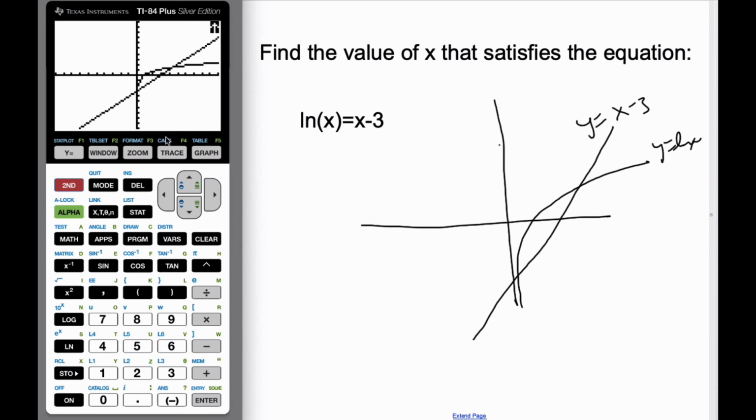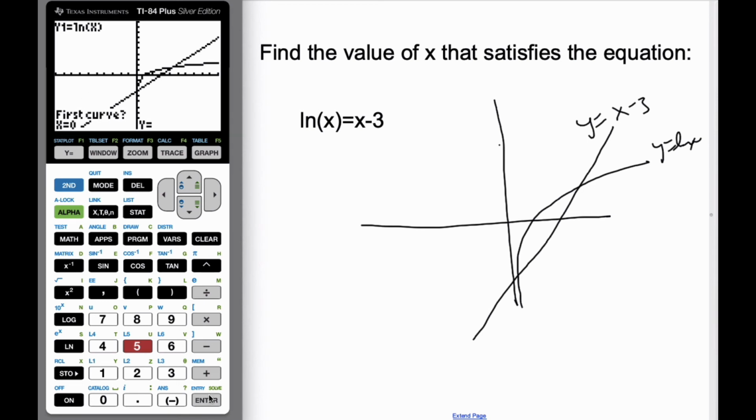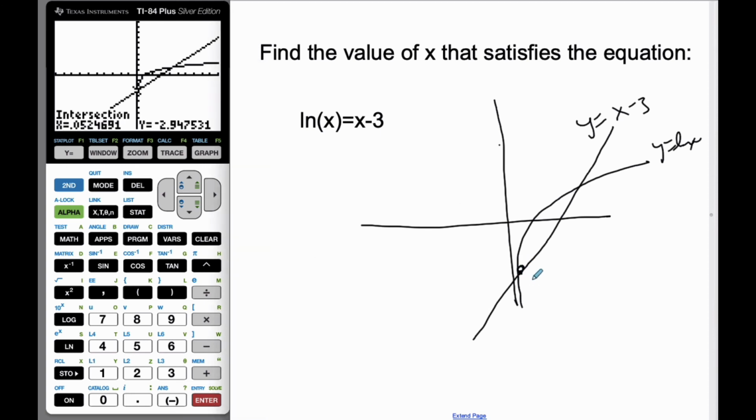So I'm going to go second to my calculate menu, intersect. My first curve is natural logarithm of x. So I hit enter on that. Oh, notice it didn't end because it's not actually on the curve, because it's not defined for 0. So if I go onto the curve, hit enter. This is my second equation, so I'll hit enter. Now I'm going to guess, my cursor is pretty close to this intersection, so I'll just hit enter. And so I know that this point here is 0.052469, comma, -2.9.